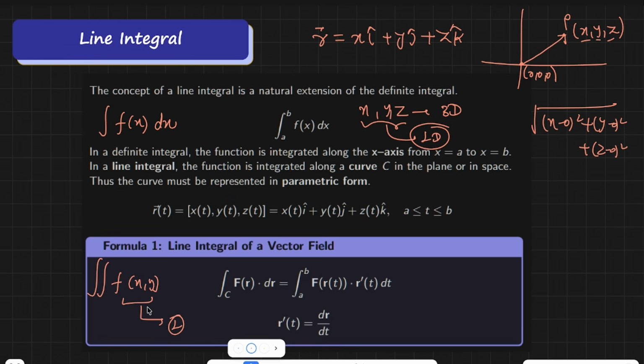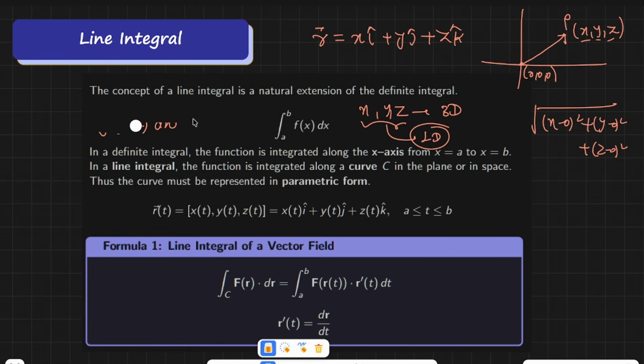Okay, how can I do that? Using that, I have to convert this function of two variables or several variables into a function of one variable. That is using the parameter. So that parameter is basically, let me take one example and then I'll explain to you.